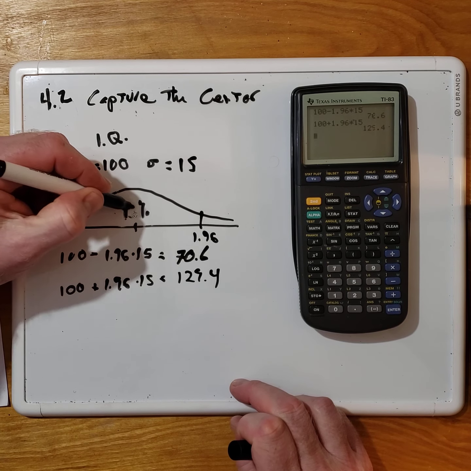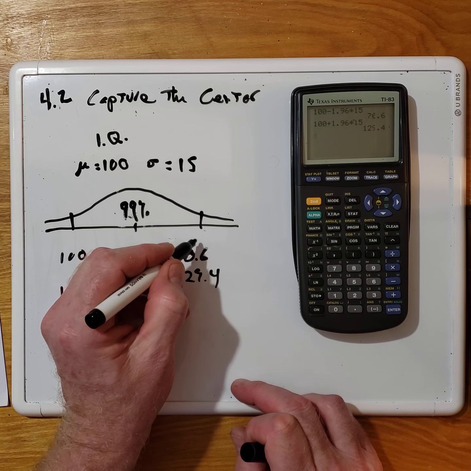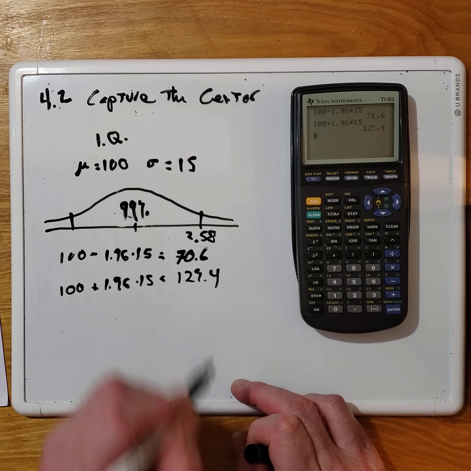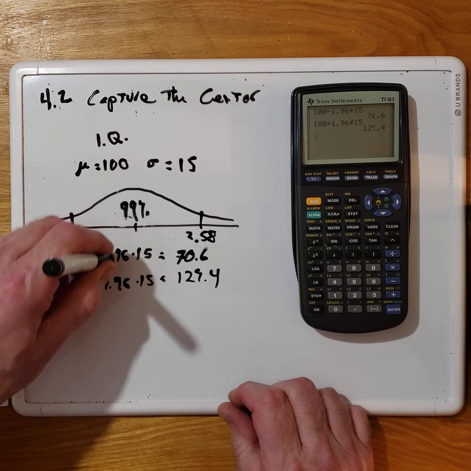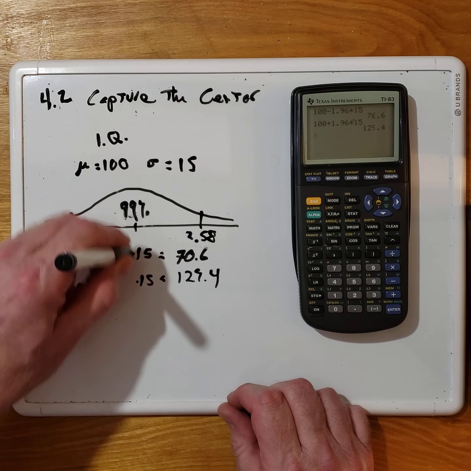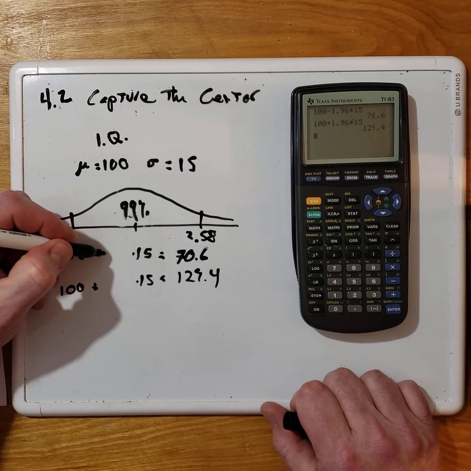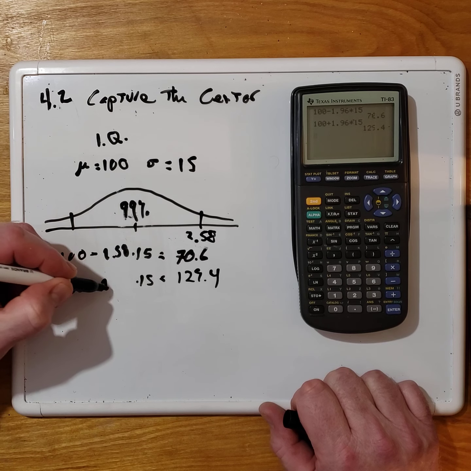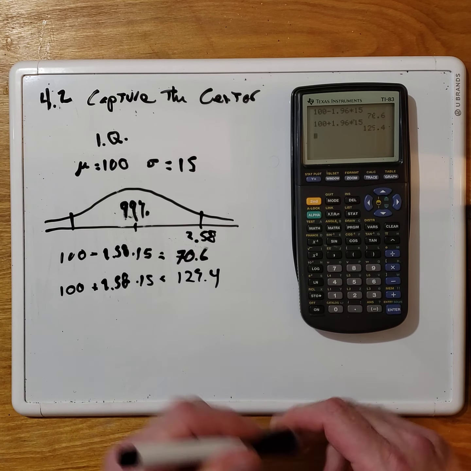Suppose we wanted to get 99%. Right? We want 99% of the population. The number for that was 2.58. We need to go out 2.58 standard deviations from the mean. And that's the only part that changes, is how many standard deviations. The mean's the same, the standard deviation's the same. We just need to go out farther.